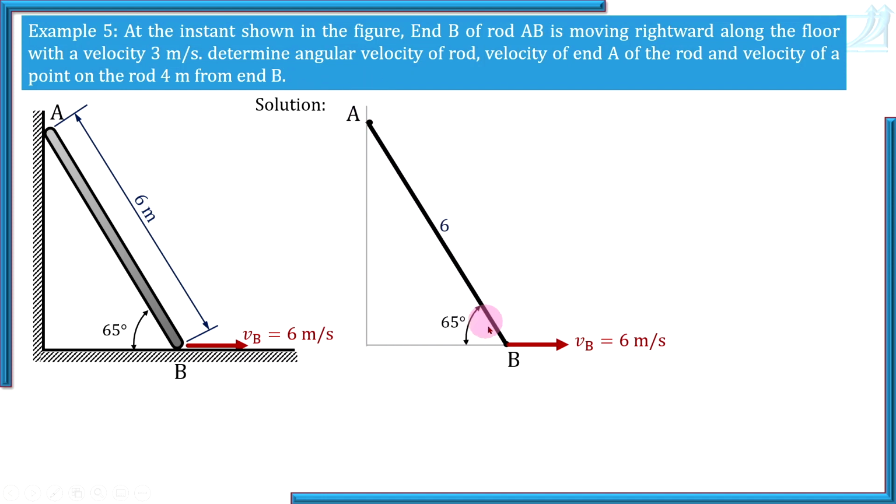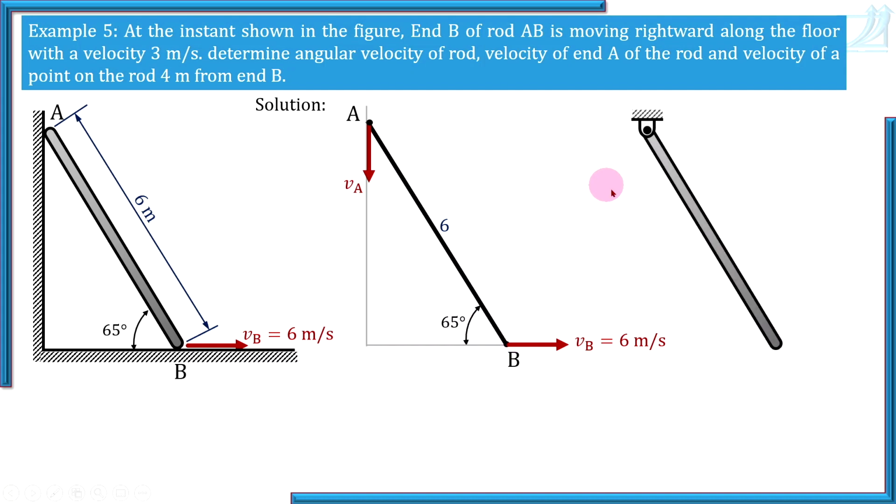The body under consideration is rod AB. Draw it with a single line. Insert all given dimensions. And if B is moving rightwards, we are sure that A must be sliding downwards along the wall. So VA, we don't know the magnitude of VA, but the direction of velocity we know. Are you sure the rod AB is in rotation? Yes, we are sure that rod AB is in rotation because 2 points on the rod are moving in different directions.